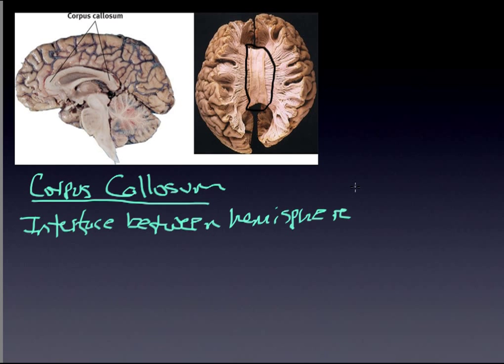And the corpus callosum is part of what we begin to understand when we talk about the whole idea of the divided brain. The right hemisphere is particularly adept at various functions, and the left hemisphere is particularly adept at other functions.